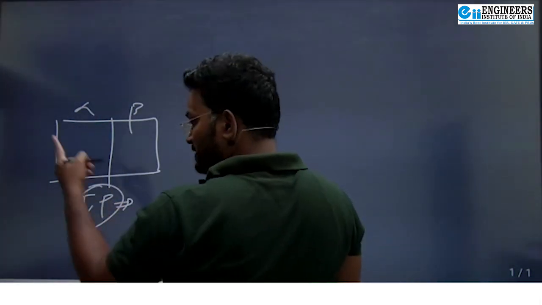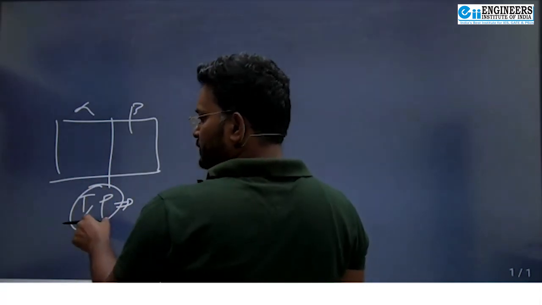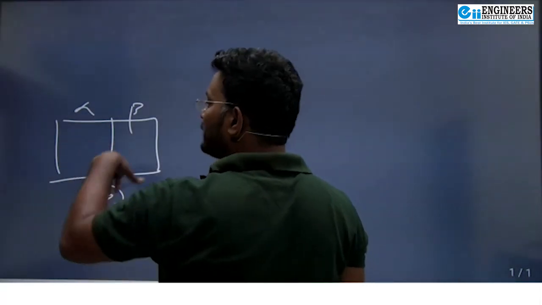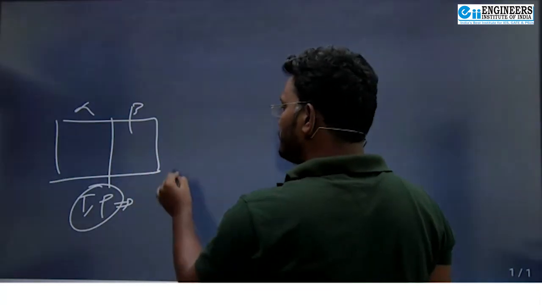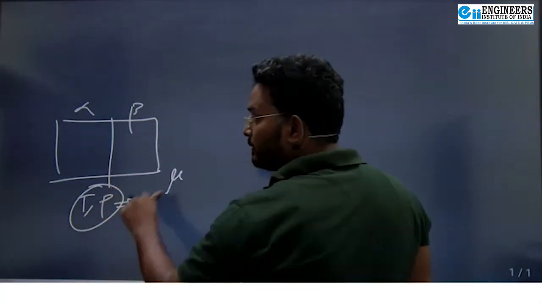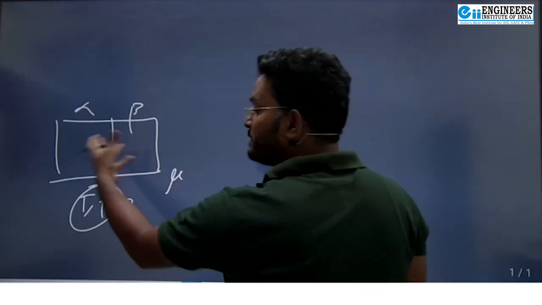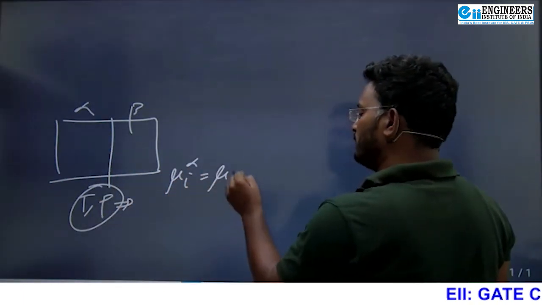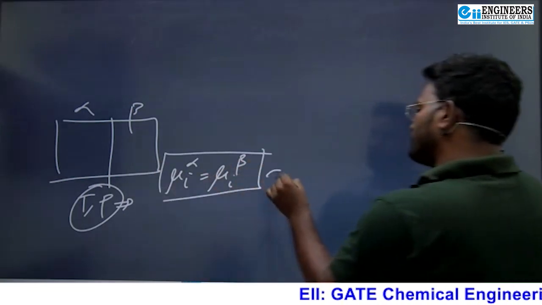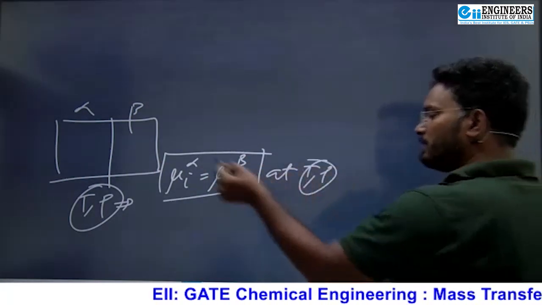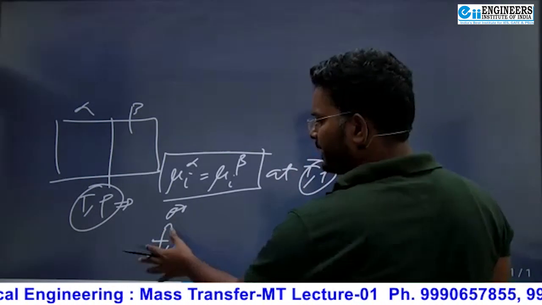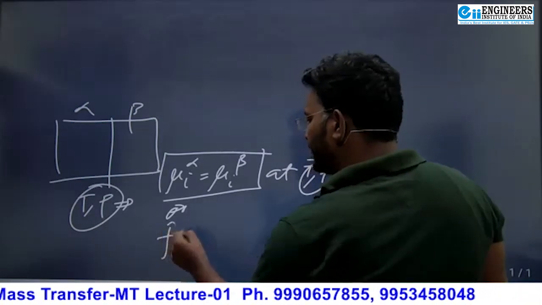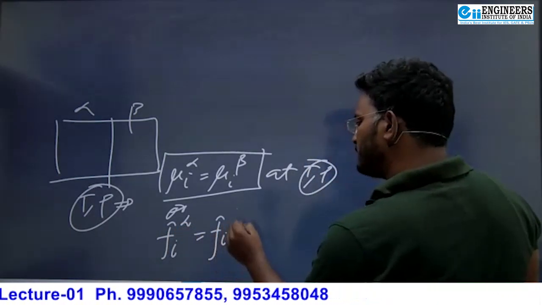This is from thermodynamics, which I will discuss later. At a given temperature and pressure, two phases are said to be in thermodynamic equilibrium when the chemical potential, or fugacity, mu i of every species in all phases must be equal. Mu i alpha must be equal to mu i beta at constant temperature and pressure. Similarly, the fugacity of a species, f i cap in the alpha phase, equals f i cap in the beta phase.